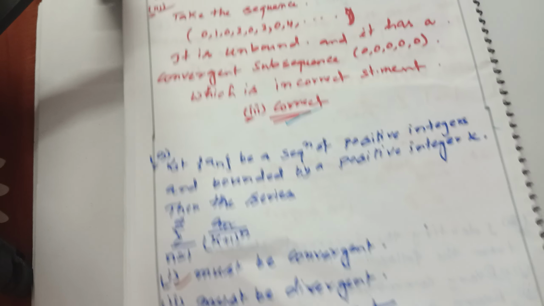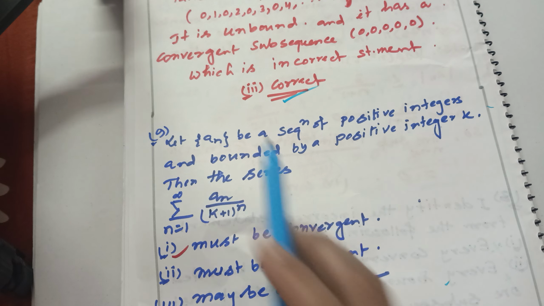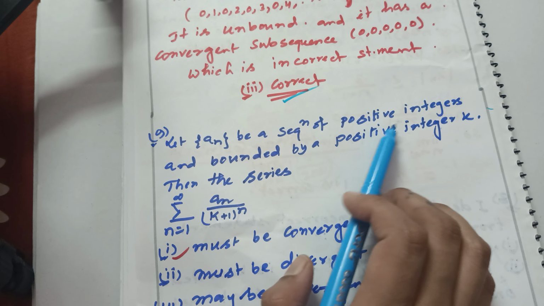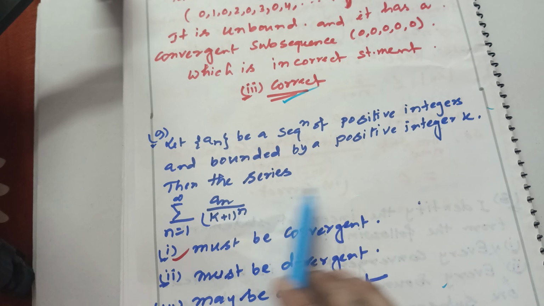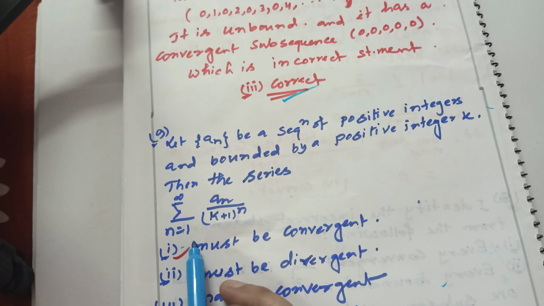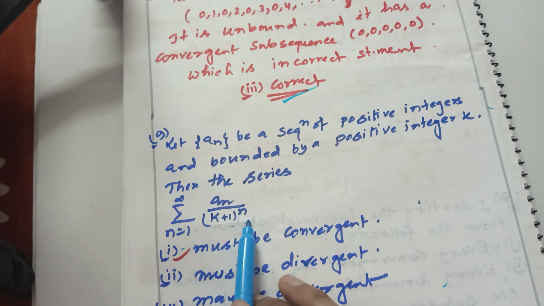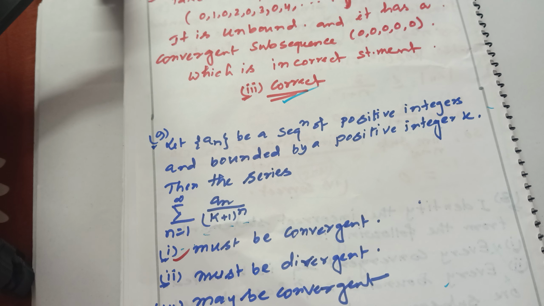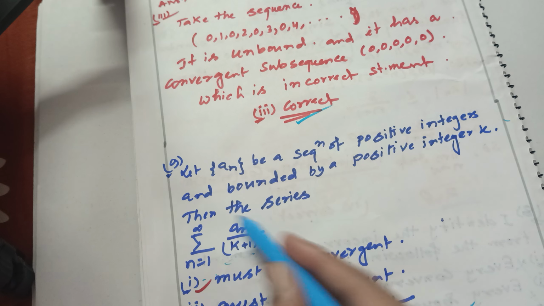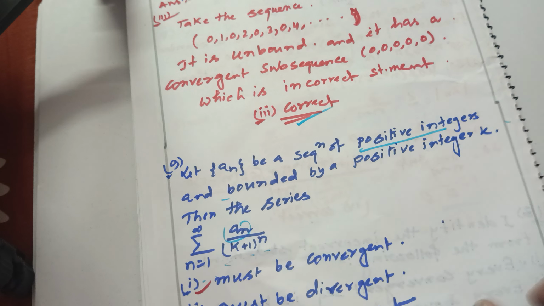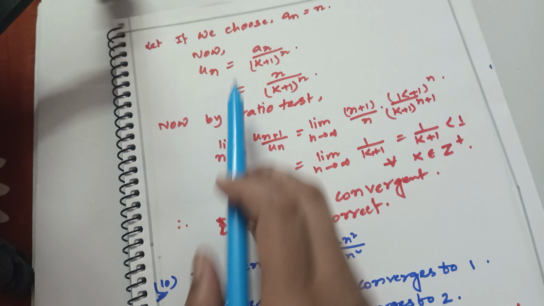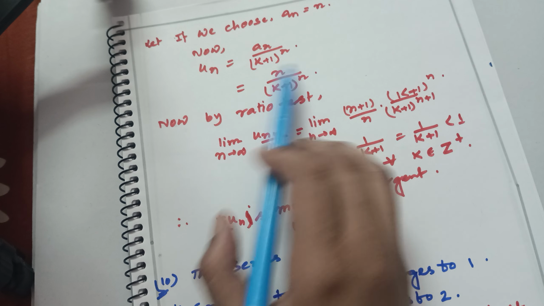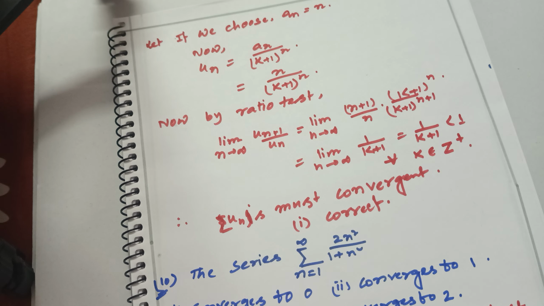I hope it is clear. Next question: let a_n be a sequence of positive integers bounded by a positive integer k. Then the series summation of n equals 1 to infinity of a_n/(k+1)^n is: must be convergent, must be divergent, may be convergent, may be divergent. So here a_n is a positive integer and bounded, so we consider a_n equals n. Let u_n equal a_n/(k+1)^n.